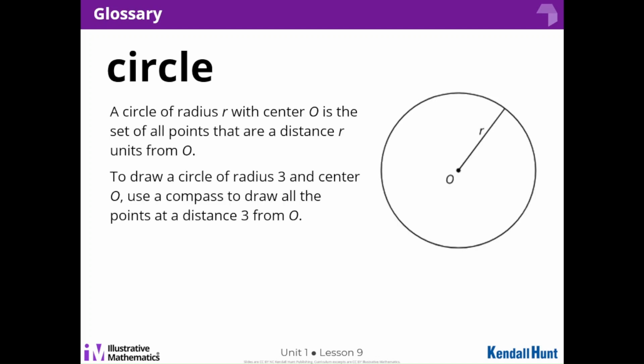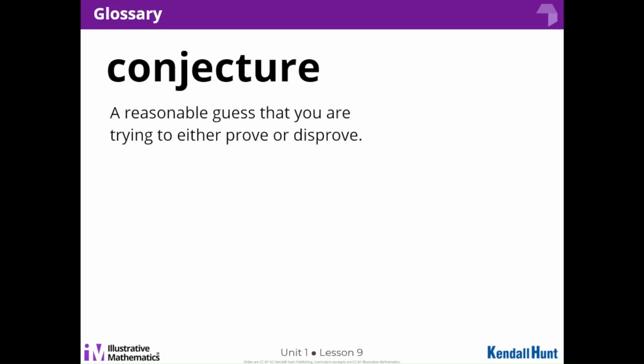Next glossary term is circle. A circle is the collection of all points that are the same distance from a center point. The distance between that center point and any point on the circle is called the radius. The next term we have is conjecture. This is a reasonable guess that you are now trying to prove either true or false.